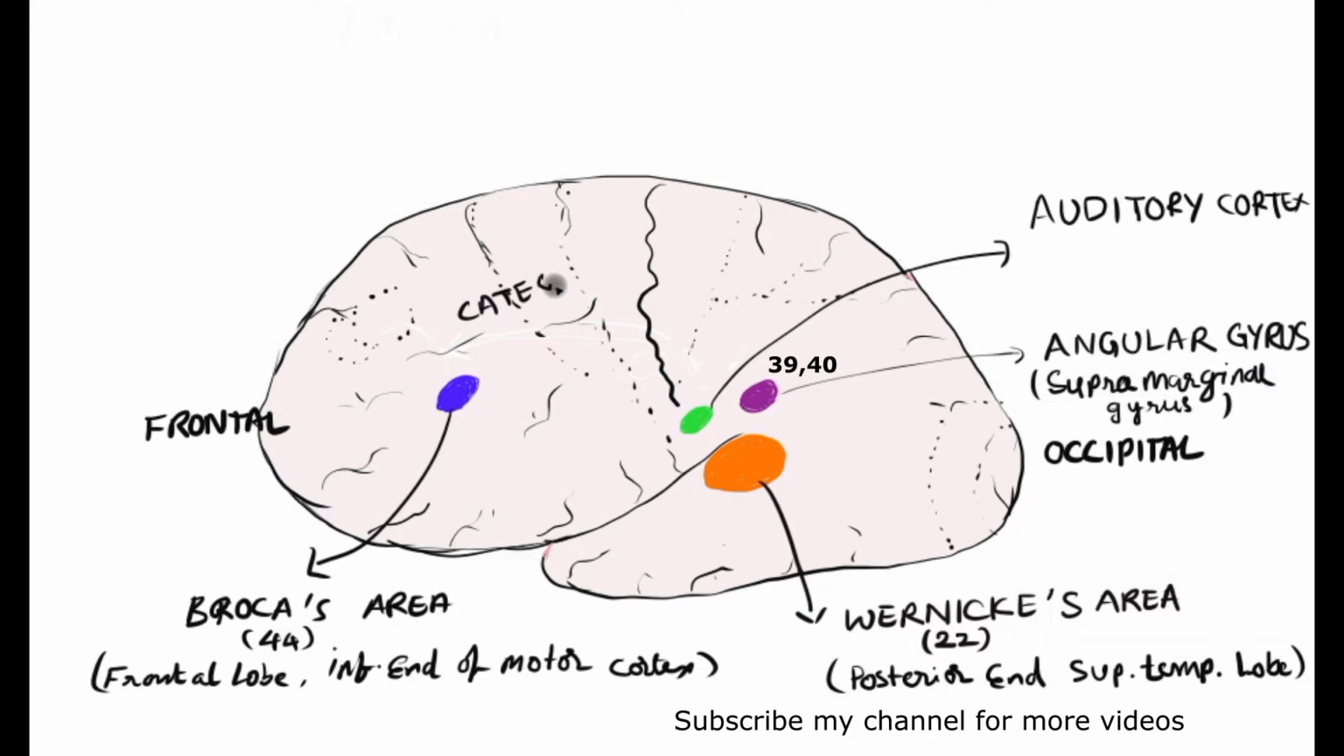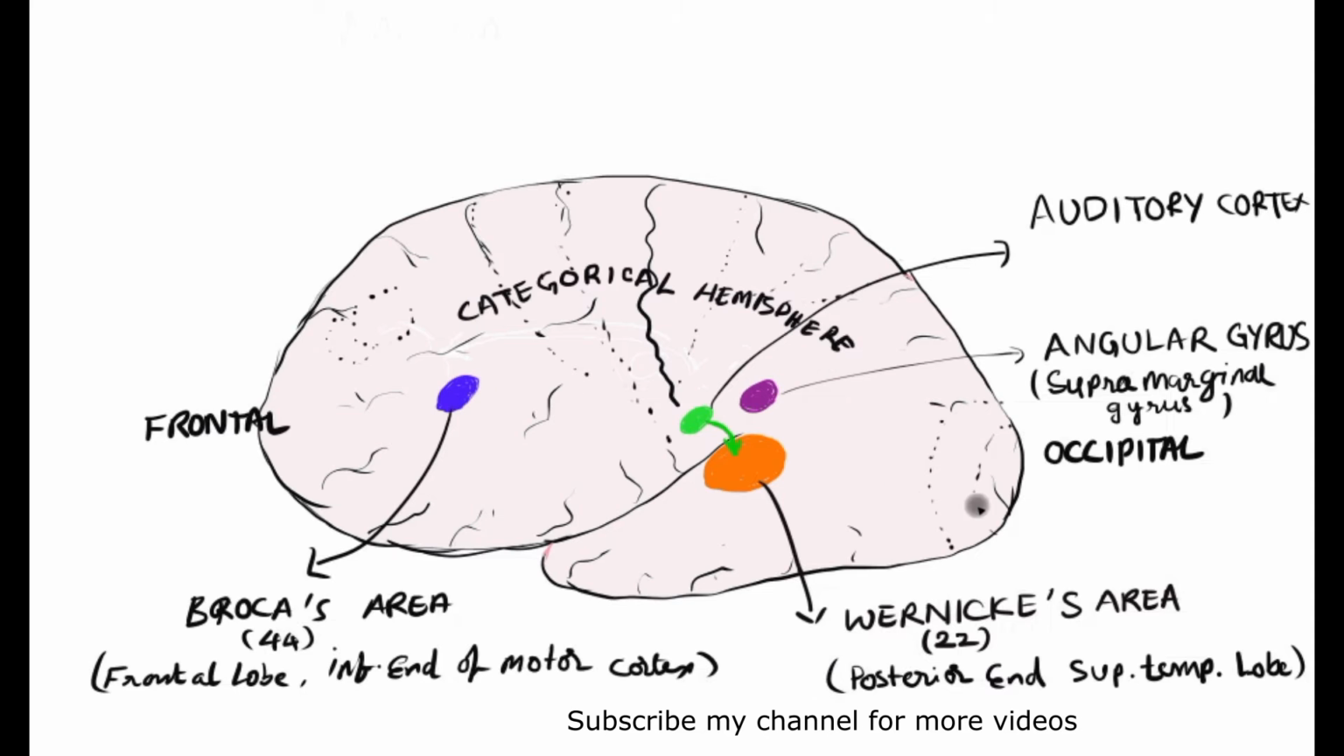The dominant hemisphere is known as the categorical hemisphere. The left hemisphere is dominant in right-handed persons and vice versa. And the information from the auditory cortex projects to Wernicke's area for the language related auditory processing.